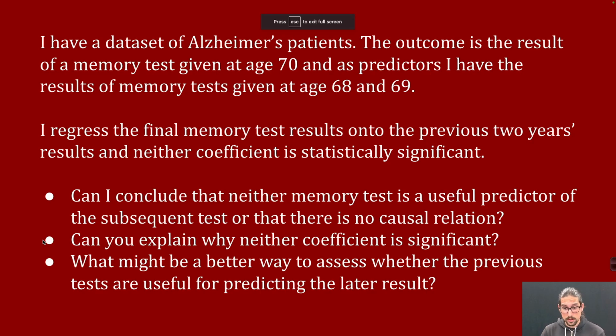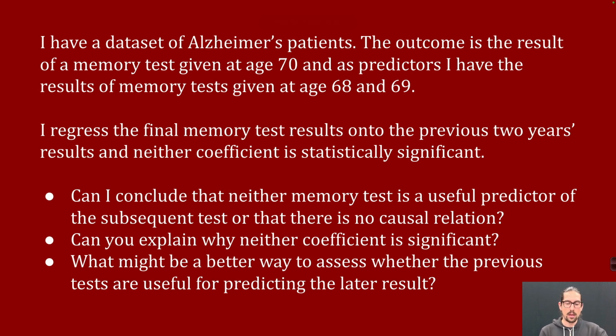Okay, so let's think about it a little bit more. Let's say I have a data set of Alzheimer's patients. The outcome is the result of a memory test given at age 70. And as predictors, I have the results of memory tests given at age 68 and 69. So my question is, can I somehow explain the memory test at age 70 using these previous memory tests? So I regress the final memory test results onto the previous two years' results, and neither coefficient is statistically significant. So is that surprising?